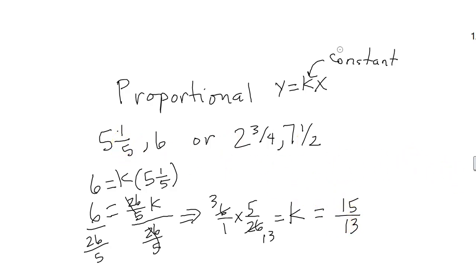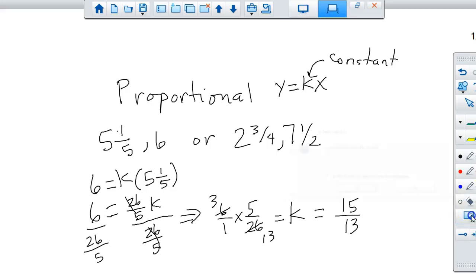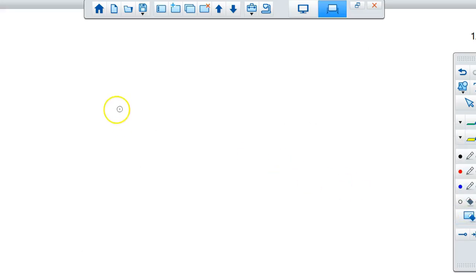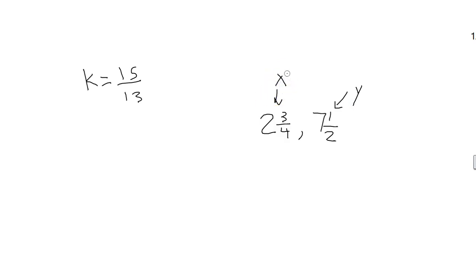So far, I'm going to delete the screen and clear it out. What we're looking for again is our k, which was 15 over 13, but we still need to evaluate this pair here, the 2 and 3/4 with the 7 and 1/2. So this is my y, and this is my x. Okay, sorry about that. All right, so here we go.